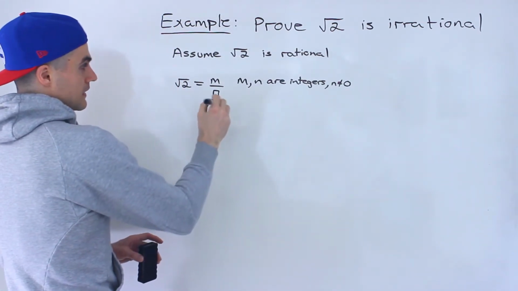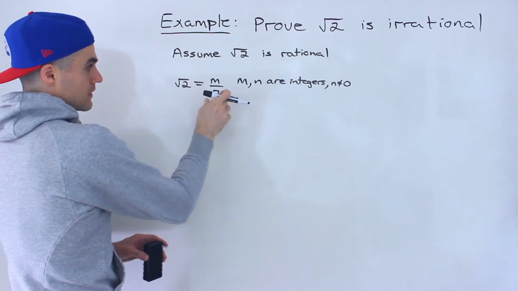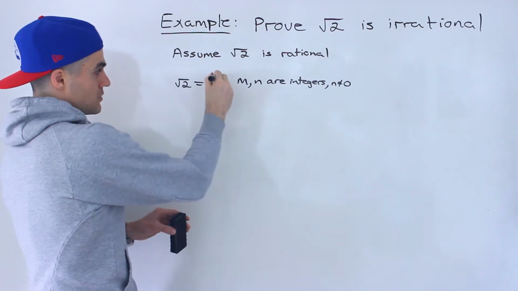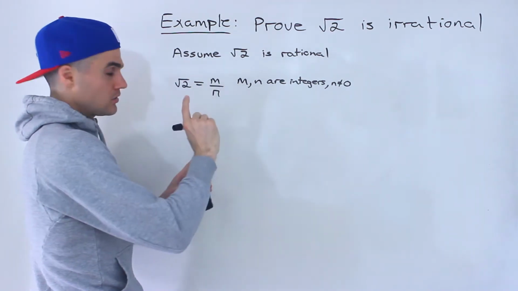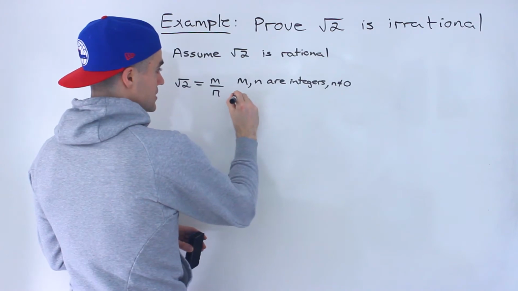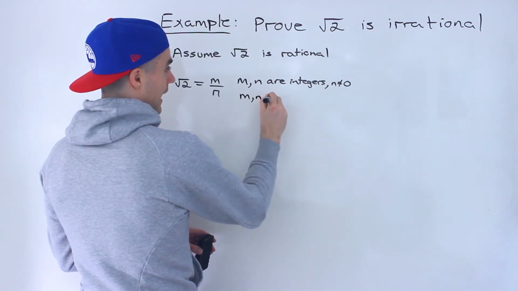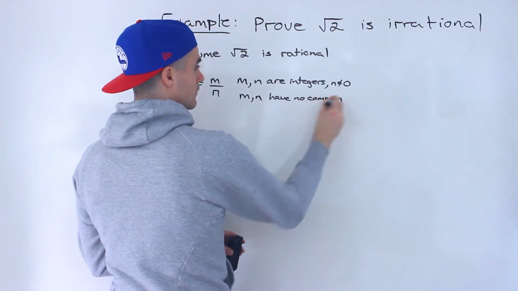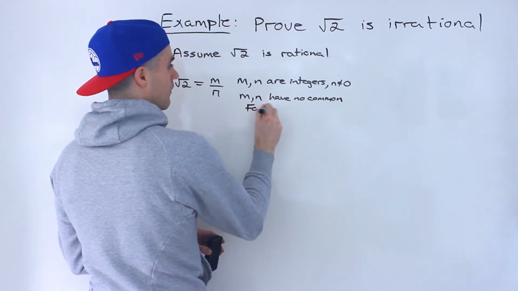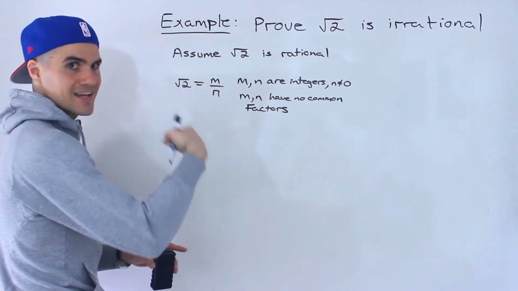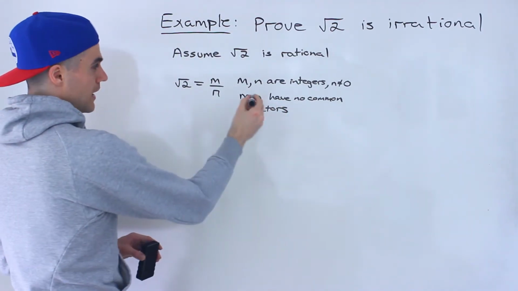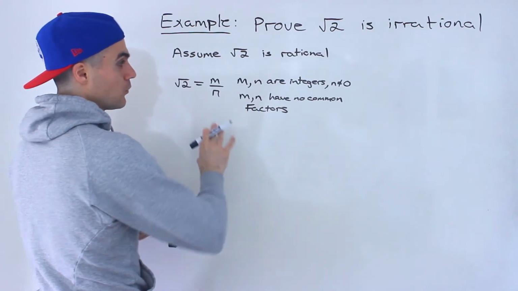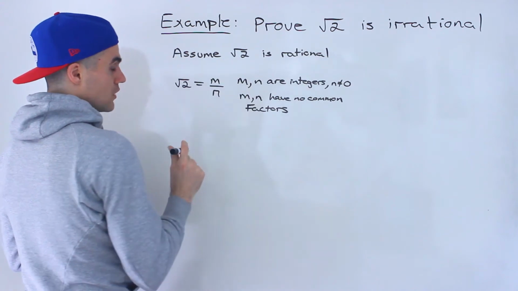Another thing is that we're going to assume m over n is in lowest terms, so that this fraction is irreducible. Another way to state that is that m and n have no common factors besides 1. We don't really include that, because you can always divide everything by 1; that's a factor of everything. But other than 1, there are no common factors for m and n.